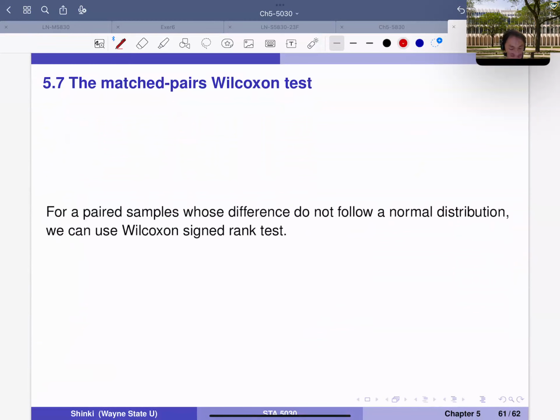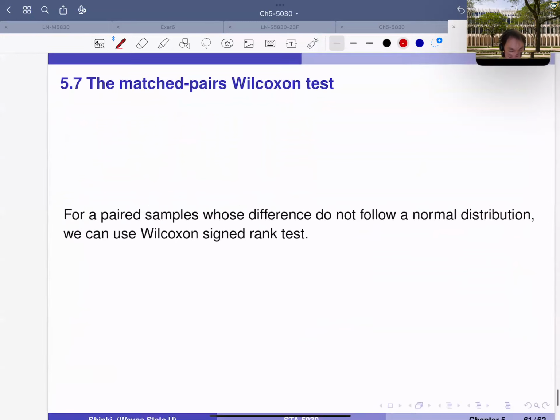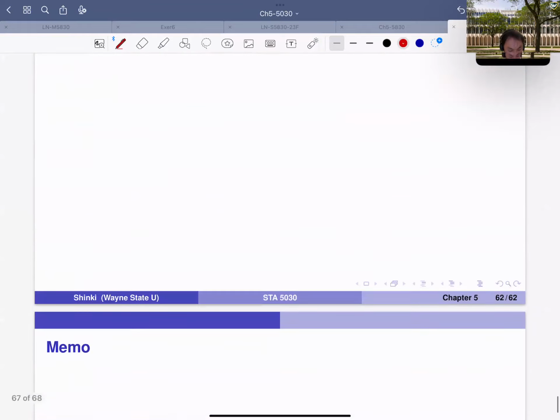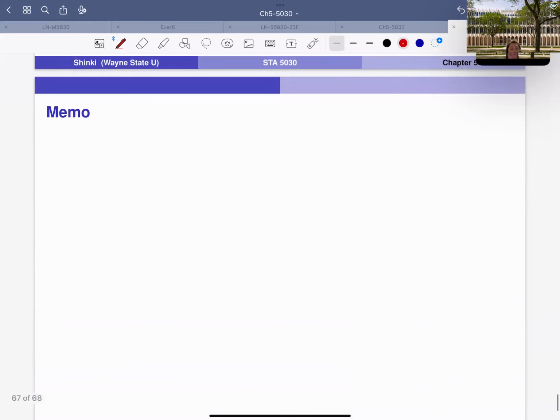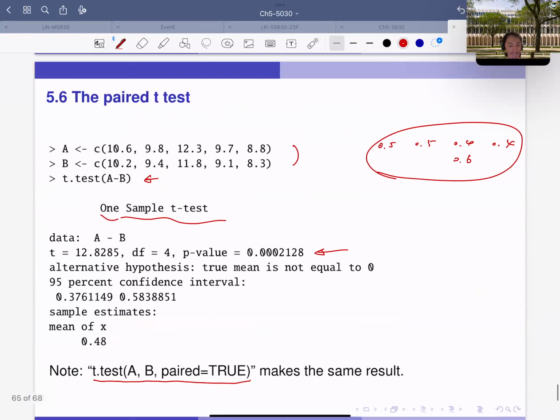Yeah, and if the two samples are paired, but we cannot apply the t-test because of the violation of normality, then we can use the Wilcoxon Signed-Rank test. We don't do any detail here. So that is a paired test.